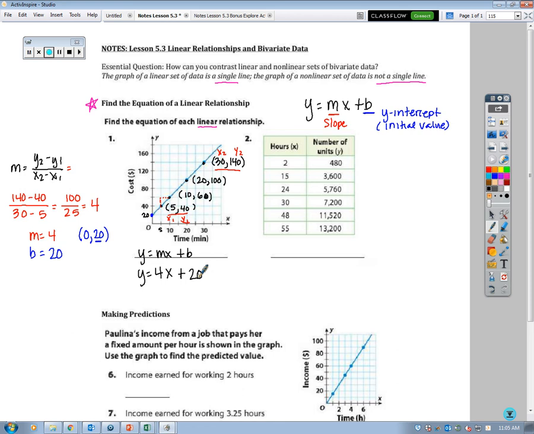Pretty straightforward there. So what if you are given, like number 2, you're just given a table of values? And this is a little bit of review from the last lesson, but you would find things the same way.